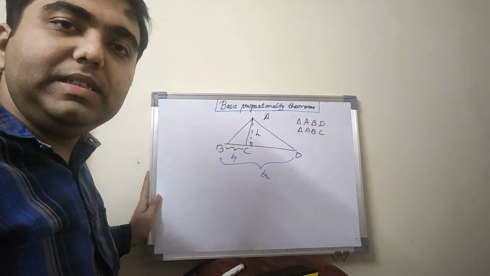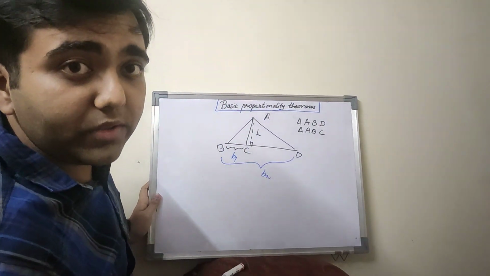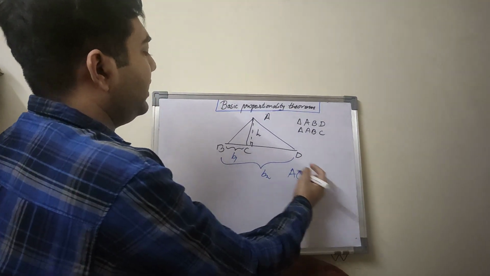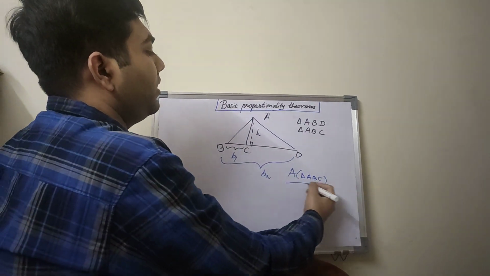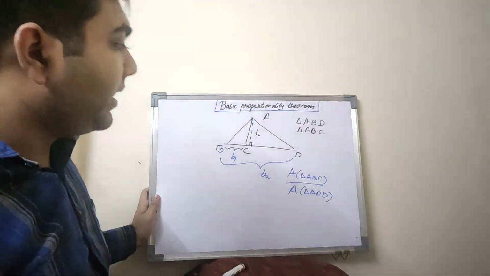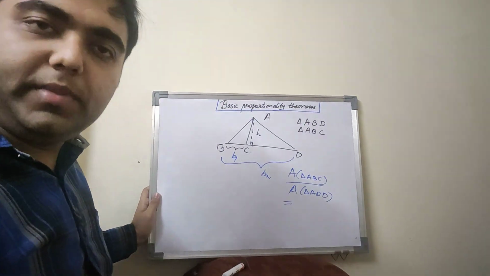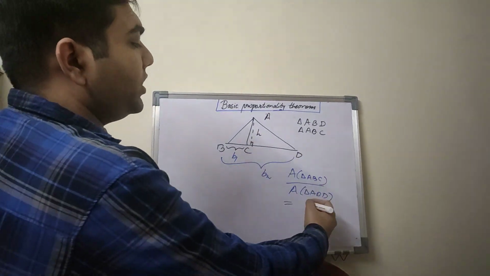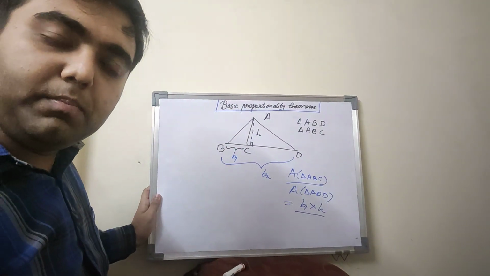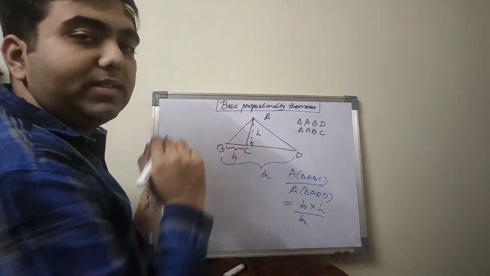Now I want to take the ratio of the areas of these two triangles. Let's see what special relation we are going to get. Area of triangle ABC upon area of triangle ABD. It will be B1 into H1 upon B2 into H2. B1 into H, because H1 is H, upon B2 into H2, that is B2 into H. In this case, H2 is also H.